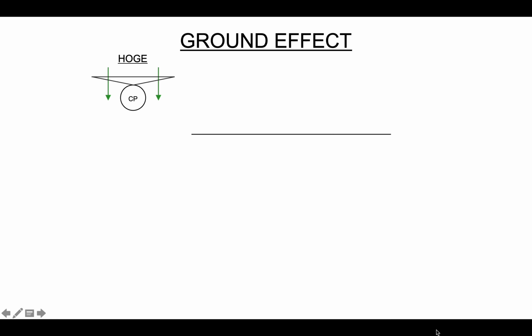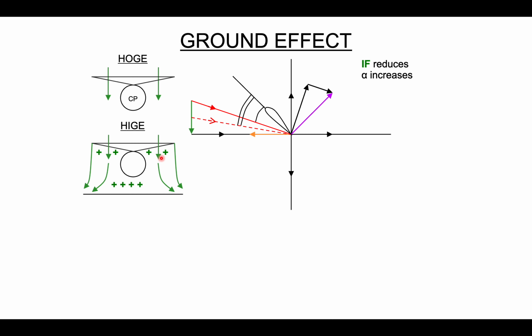So our IF reduces, which changes our relative airflow and increases our pitch angle, our angle of attack. If our angle of attack increases, acting 90 degrees to it is our lift and our drag and our total reaction. And we can see our lift and drag has increased. But as we draw it down, our actual rotor drag has actually reduced.